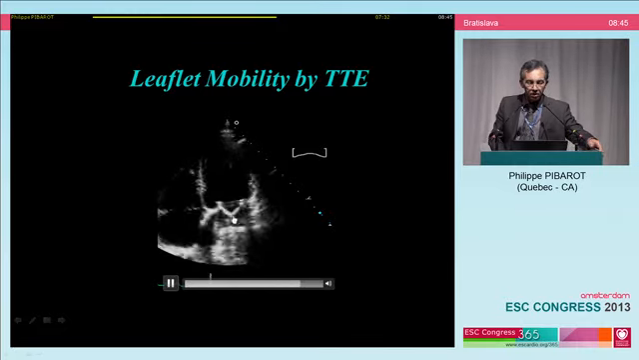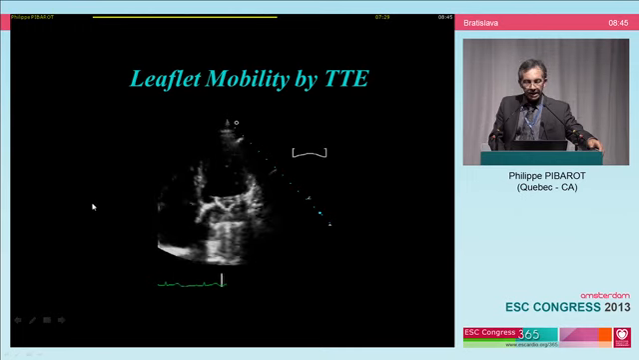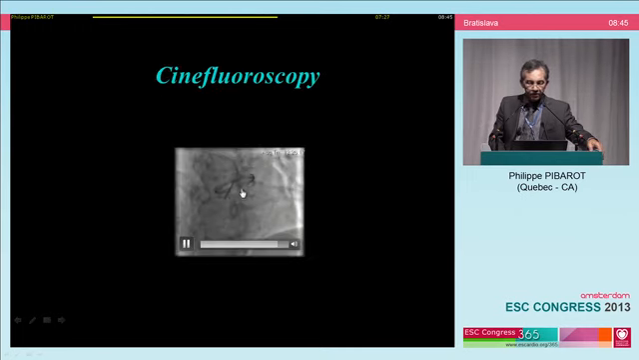Obviously, you see a leaflet that is stuck here. And this was confirmed, of course, by cine fluoroscopy. In cine fluoroscopy, you also see some restriction in the closing of the other leaflet. So obviously, two leaflets are dysfunctional.